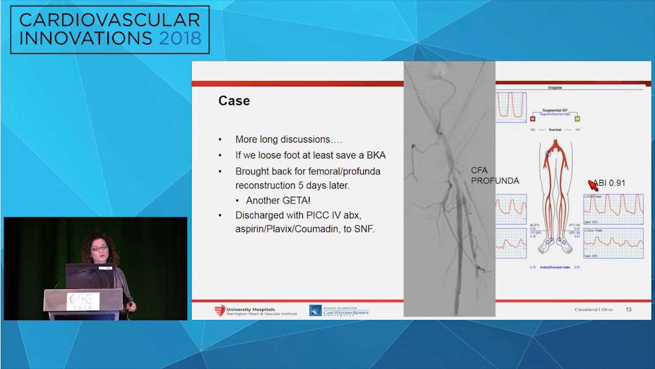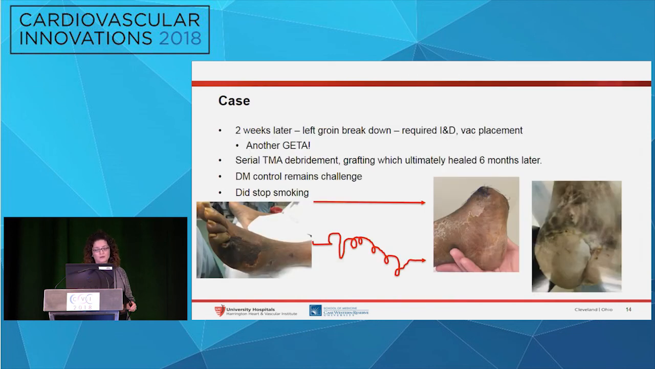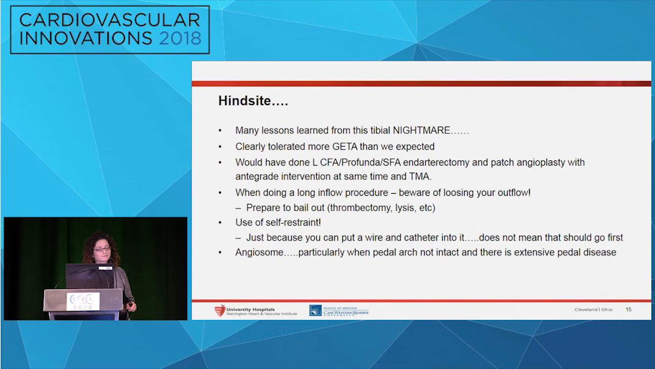Her ABI is near normalized. She had good flow, and after much debridement, revisions, grafting, and IV antibiotics, she did ultimately heal this foot. She is walking and actually did stop smoking. But for me, this patient was certainly not a tibial complication, but more of a tibial nightmare, because that was the main vessel. And when we're trying to save limbs, and for those of us that really spend a lot of time with CLI, these are tough cases.